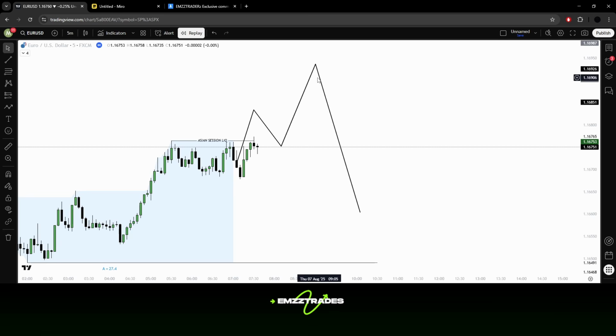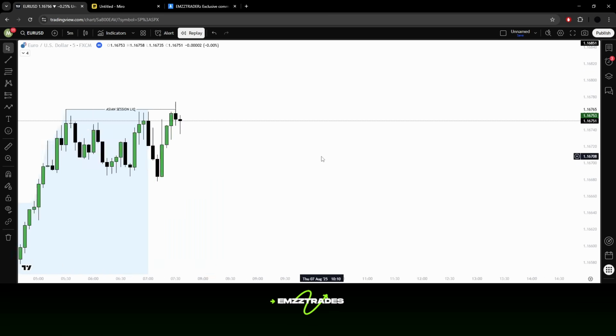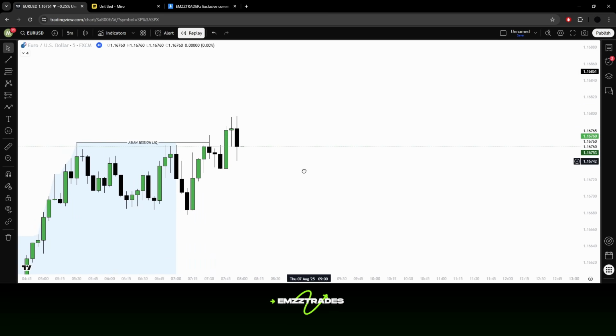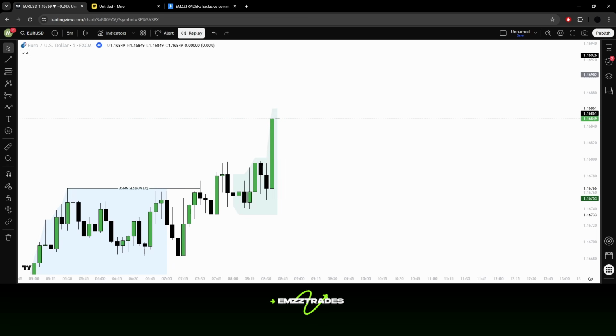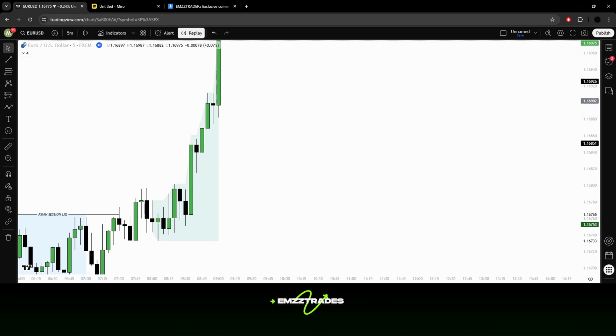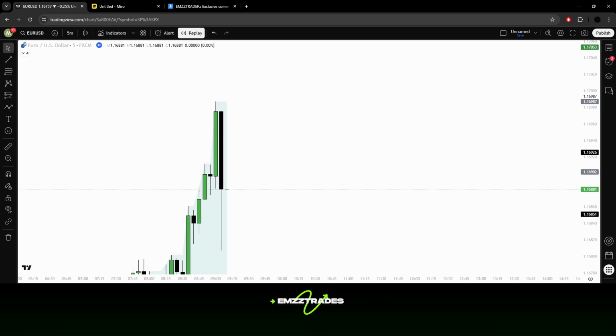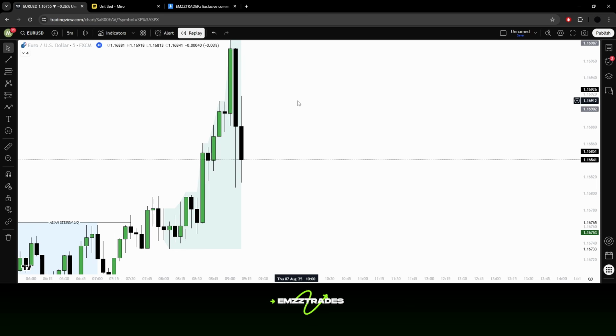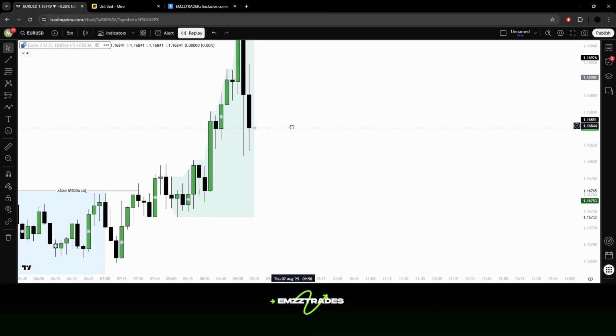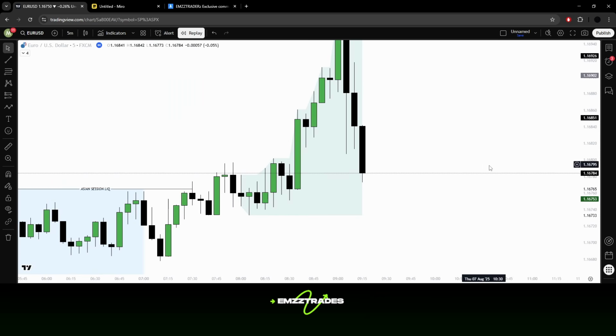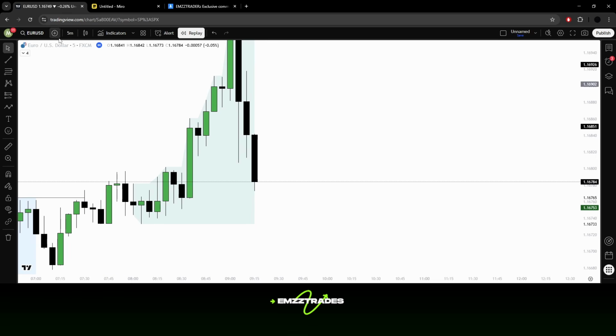So now if I just remove this and remove this, now I'm going to zoom in and play price forward for you guys. So as you can see, price keeps going up. It still didn't give us our break of structure. So now I'll play price forward more. And as you can see right there, from that candle, we just got our break of structure.